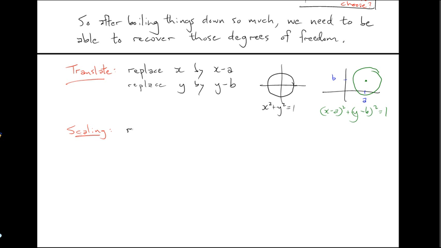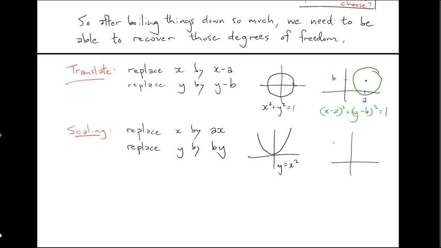Or you could rescale. You could replace x by a times x, or replace y by b times y. So you could expand or shrink the coordinate axes, or equivalently, expand or shrink the curves in the coordinate axes. So there's y equals x squared, and there's y equals 4x squared, or 2x all squared.